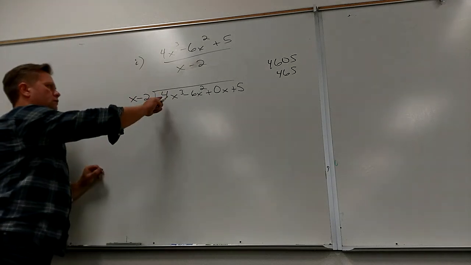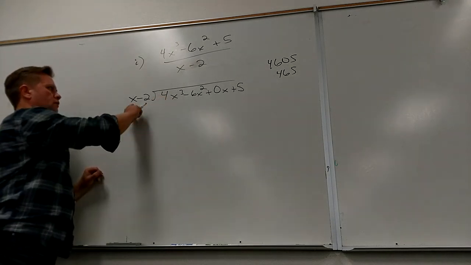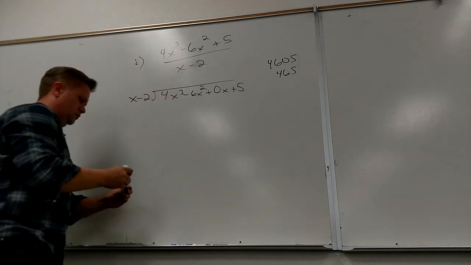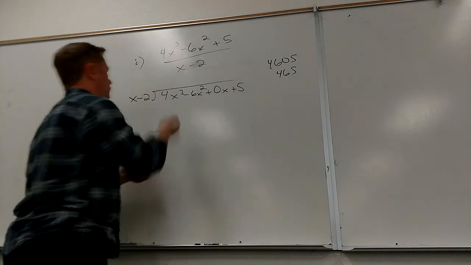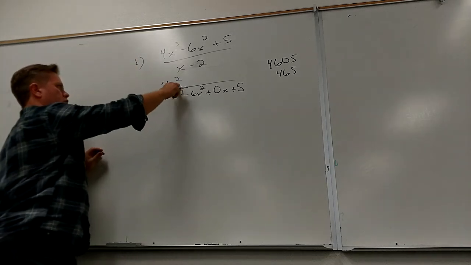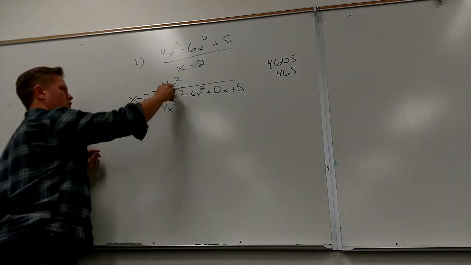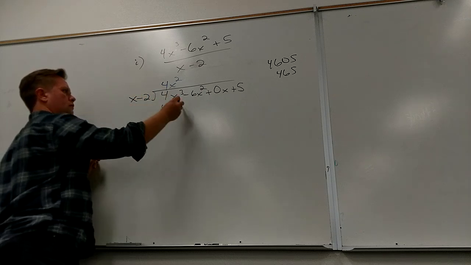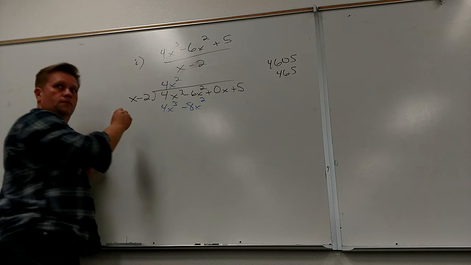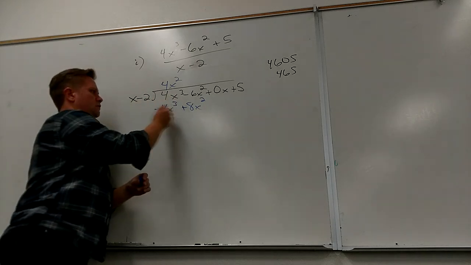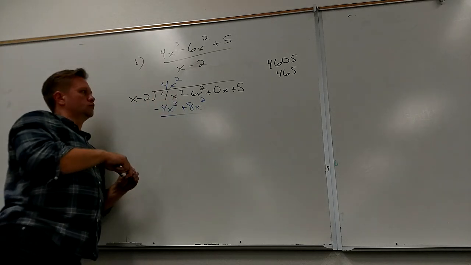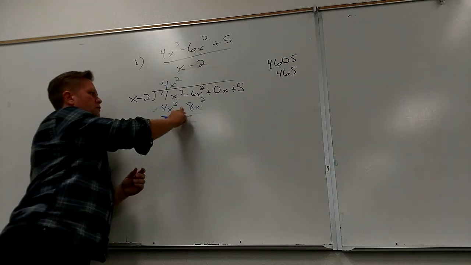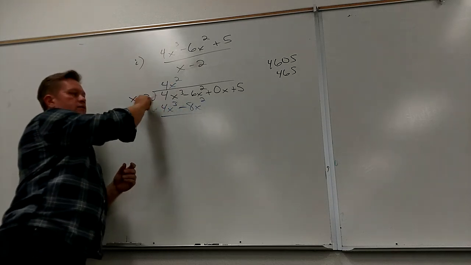What gets us started here? What do we do? Yeah, x times what is 4x cubed? 4x squared. 4x squared times x is 4x cubed. 4x squared times negative 2. Change the signs. I love it. Let me make sure everybody's with me. So that's what we got when we multiply this through, right?